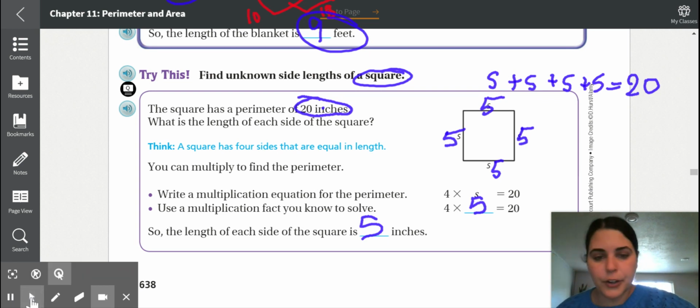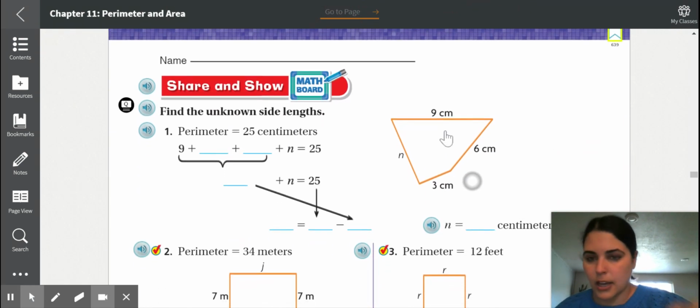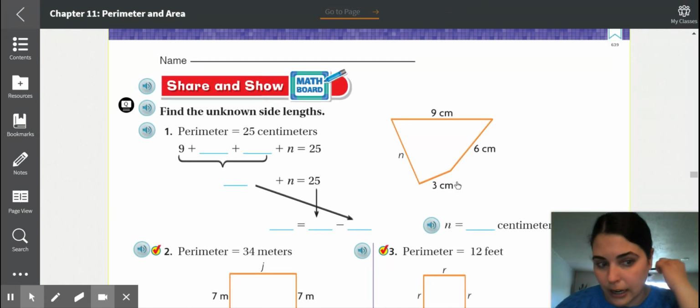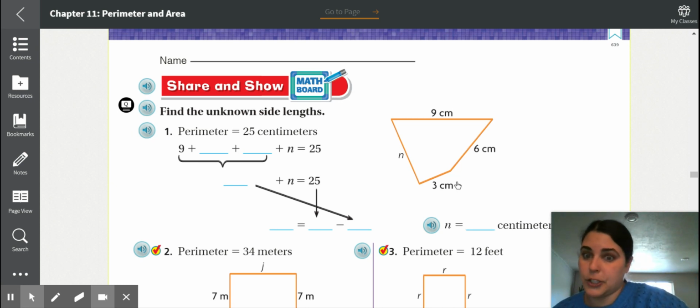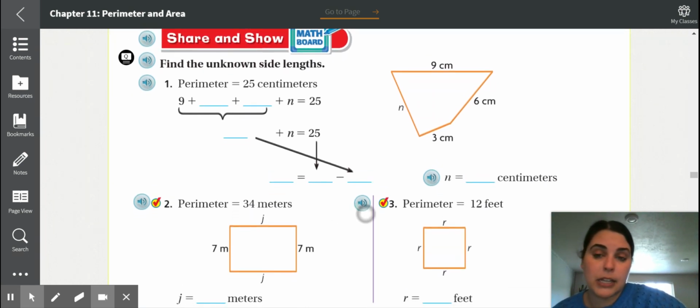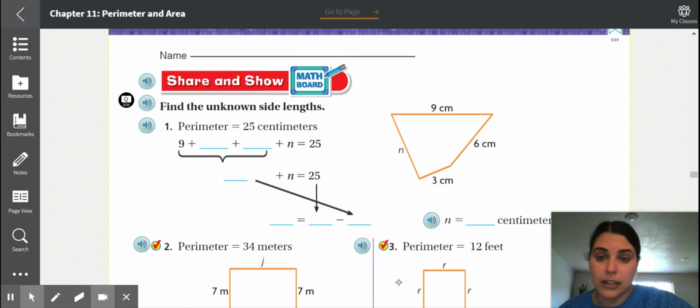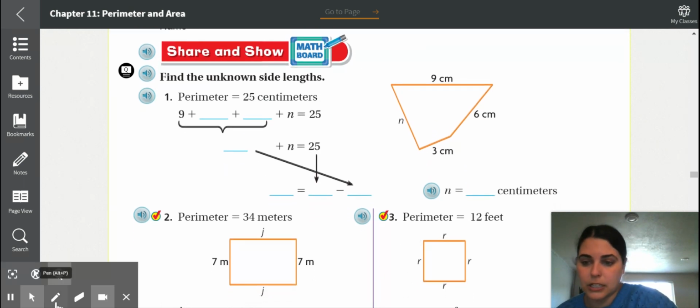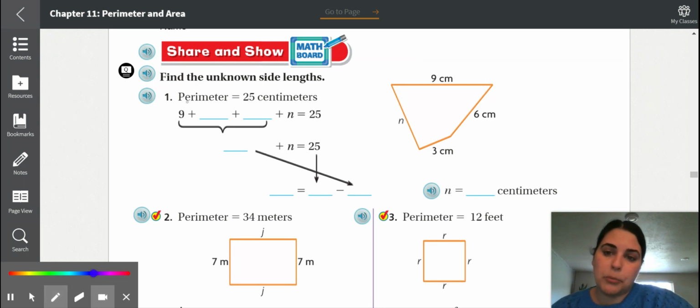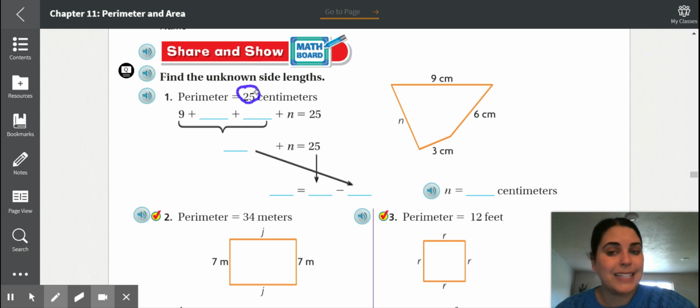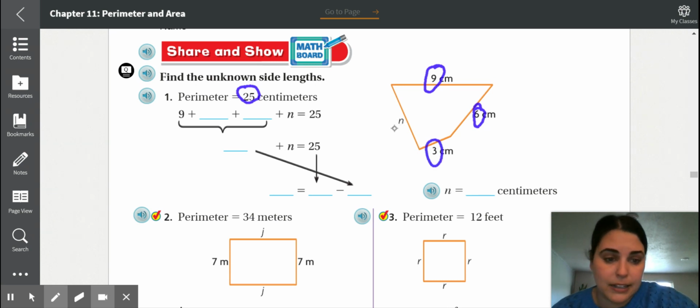Okay. Turn your page. And now we're on page 639. And we're just going to be practicing the same skill, finding the unknown side. Okay, let's look at this first one. The perimeter equals 25. That is our magic number. All of the sides that we add need to equal 25. Let's look at the sides that we do have. 9, 6, and 3. And then here's that number n. We don't know what n is yet.